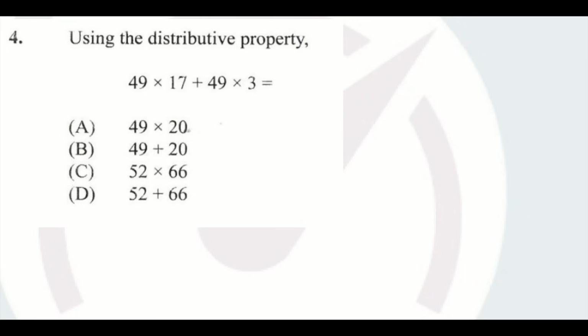So applying the distributive law for number 4, using the distributive law property, 49 times 17 plus 49 times 3. So this you can work like factorization. So you factor out 49. So 49 into this you have 17 times plus 49 into this you are left with our 3. So we have 49 bracket 20. Same thing as saying 49 times 20. So our answer is going to be A.